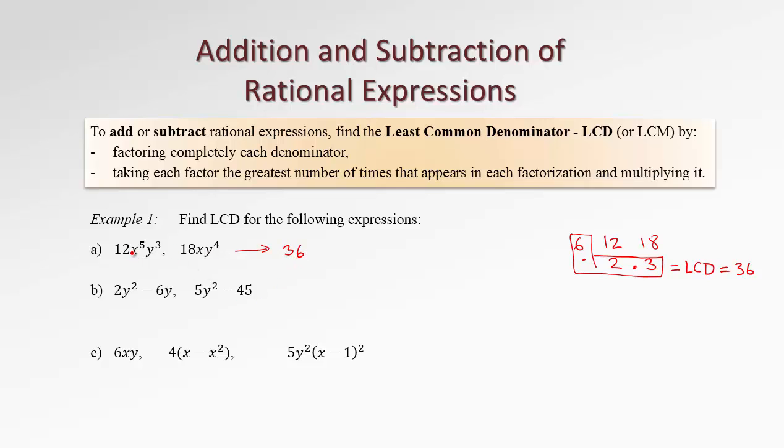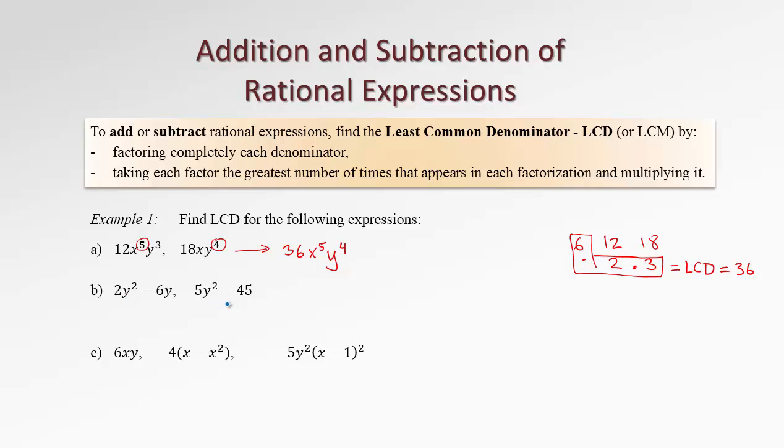Now, as a matter of letters, we need to take x and y. X to the highest exponent of occurrence, which is 5, so x to the 5. And for y, the highest exponent is 4, so we take y to the 4. As you see, this expression is divisible by 12x to the 5, y to the 3, and it's also divisible by 18x, y to the 4. So that's all that we need.